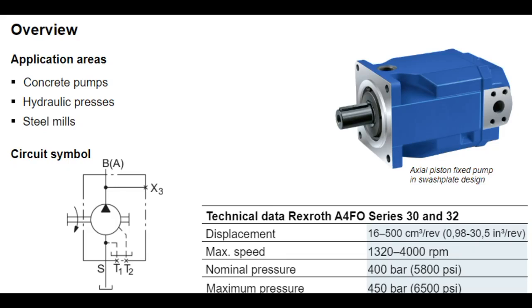Whereas the smaller sizes, 16 to 40, are also used primarily in mobile hydraulics, the other sizes, 71 to 500, are used in industrial hydraulics. Depending on the size, the pump has a maximum speed range of 1,320 to 4,000 revolutions per minute at a nominal pressure of 400 bar, with temporary maximum pressure up to 450 bar. Higher speeds are possible by increasing inlet pressure at the suction port S.